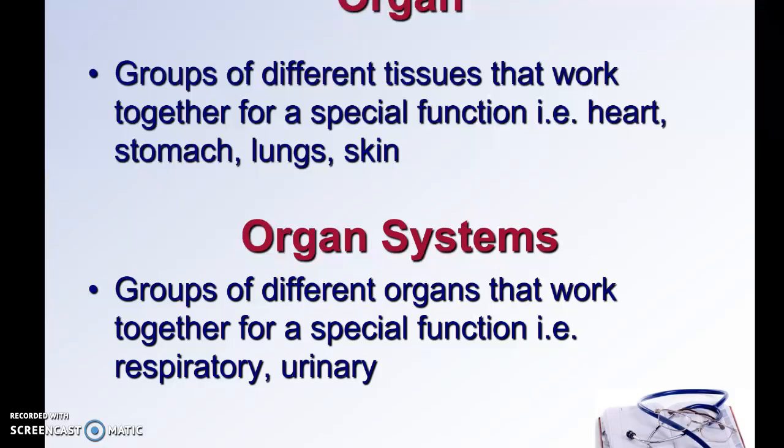Tissues combined together create organs with a specialized function. And then organs combined together in groups work together to perform a special function. That is all you should have for each one of those for number 1. Okay?